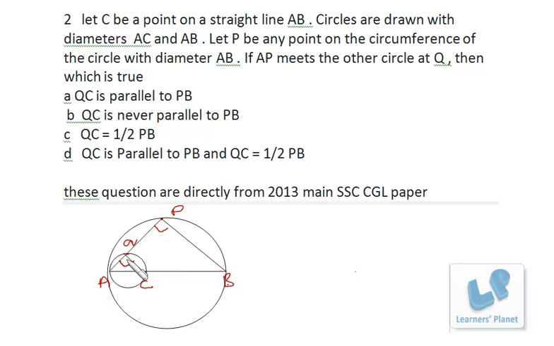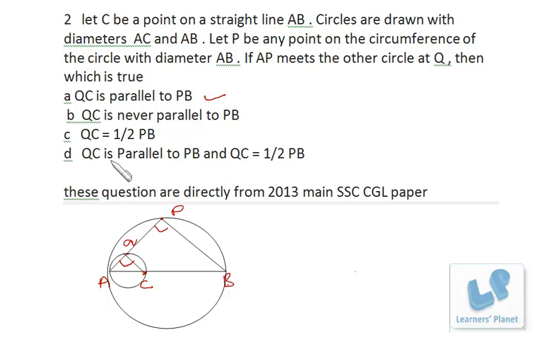That means this and this are corresponding angles. That means line QC is parallel to line PB, right? If the corresponding angles are equal, lines are parallel, right? This is 90, this is 90. That's why PB is parallel to QC. So that's definitely correct, right?